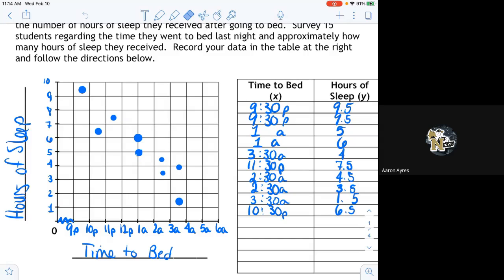And remember, you're just considering the majority of the points. If there's one that doesn't follow any kind of pattern or associated data trend, then you can disregard it. We're just looking at an overall general picture.